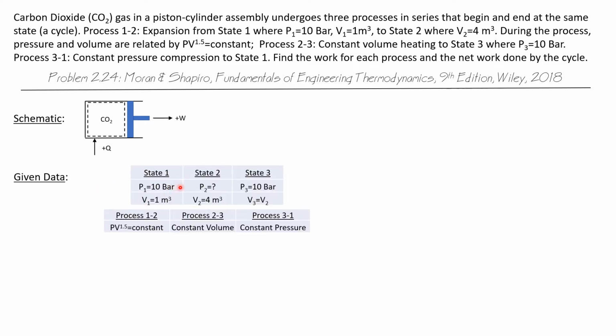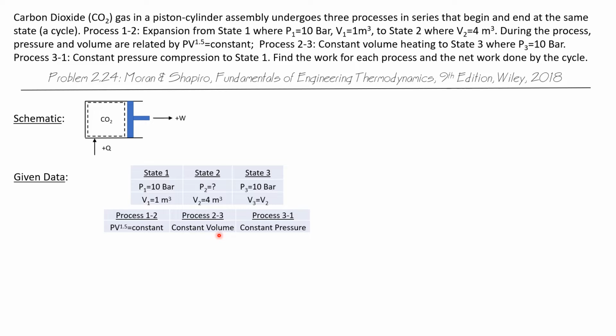State 1 is completely defined. We know the pressure and volume at state 1. And we also know that process 1-2, which takes us from state 1 to state 2, is a polytropic process where PV to the 1.5 power is constant. And we don't know the pressure at state 2, but we were given that the volume at state 2 is 4 cubic meters.